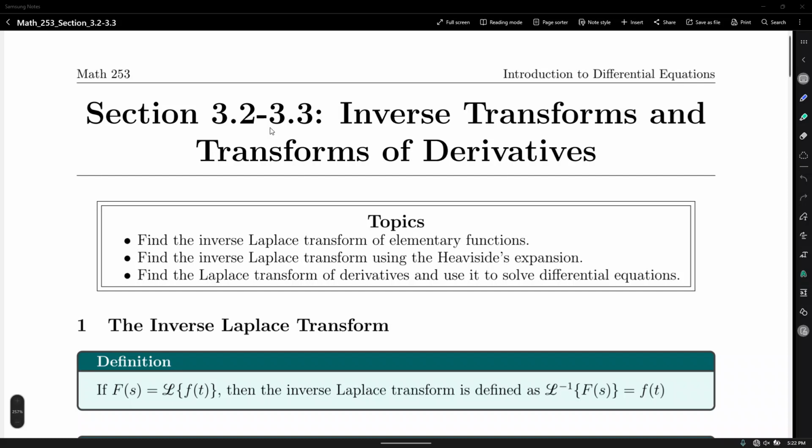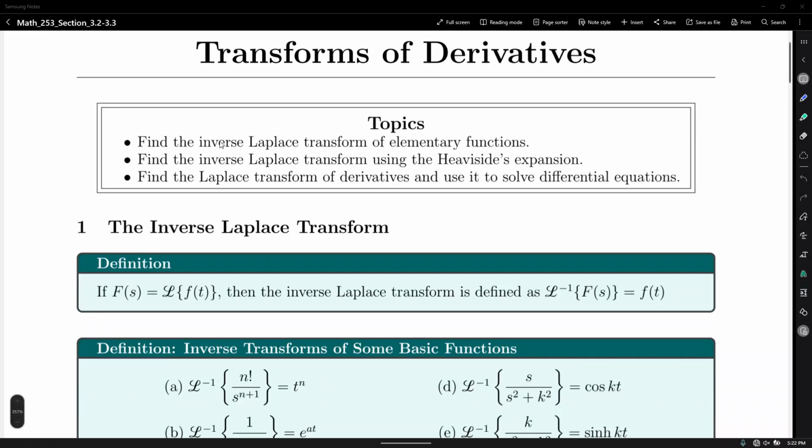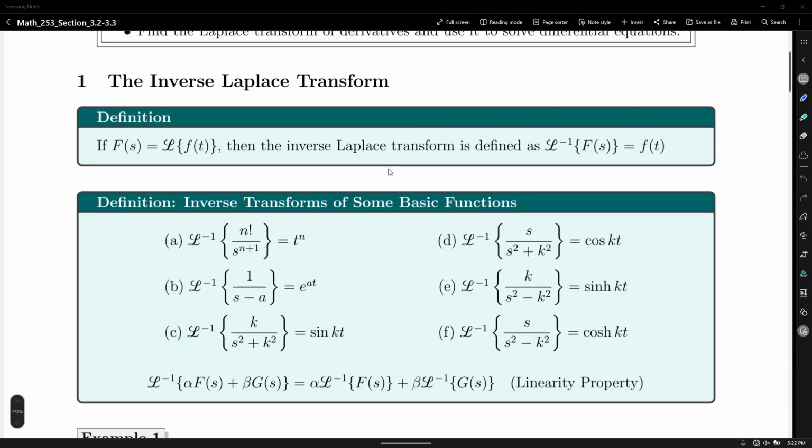Section 3.2 and 3.3 together, what is that about? Inverse transforms and transforms of derivatives. So we're going to find the inverse Laplace transform of elementary functions. We will find the inverse Laplace transform using kind of a trick. I'm going to show you. It's not a trick, it's an actual result from complex analysis. Find the Laplace transform of derivatives and use it to solve differential equations.